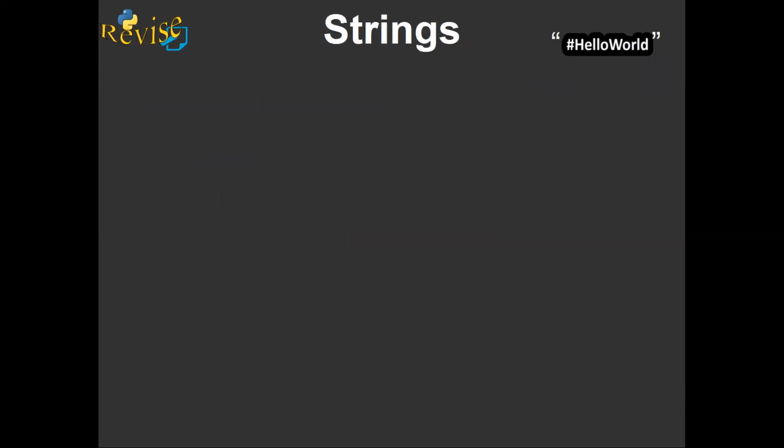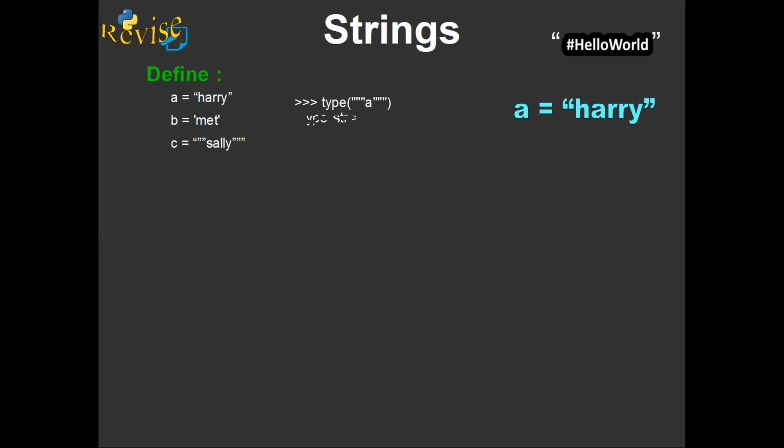We will talk about strings. How you can define a string. In Python, you can define a string in double quotes, single quotes, as well as triple quotes. So this is our string, Harry. And if you take the type, as shown, in a triple quote, it's a string. So whether you define it in single quote, double quote, or triple quote, Python always considers it a string.